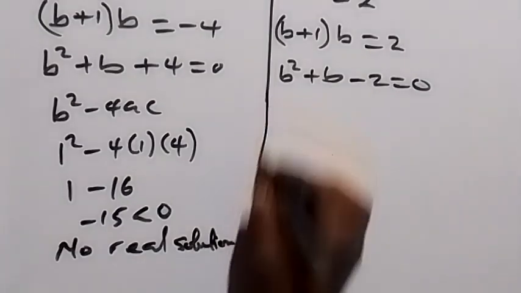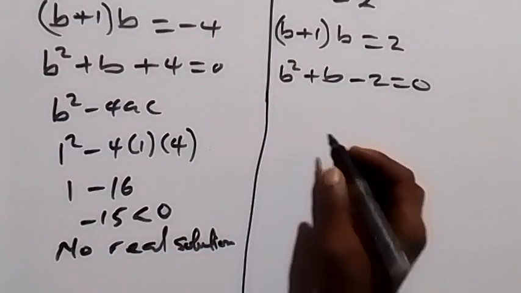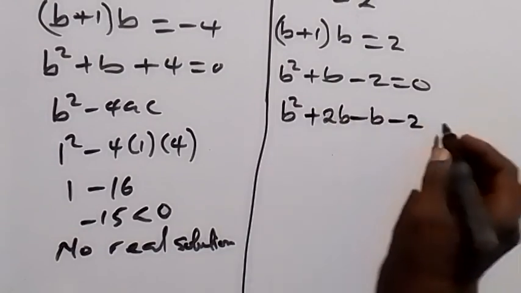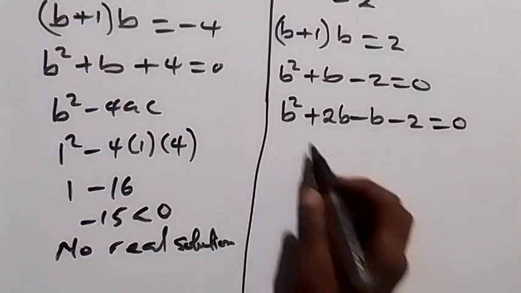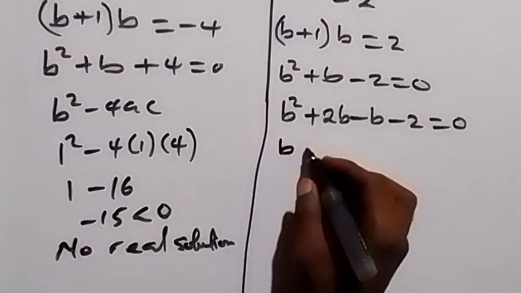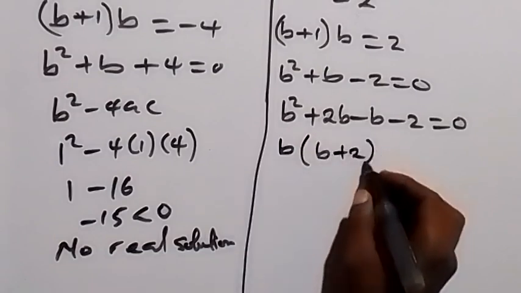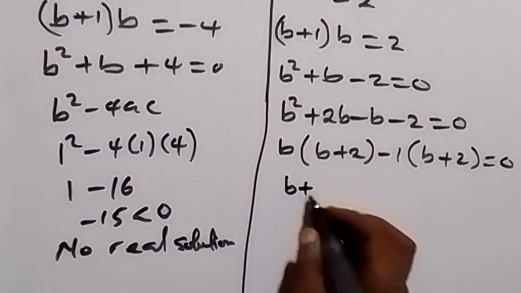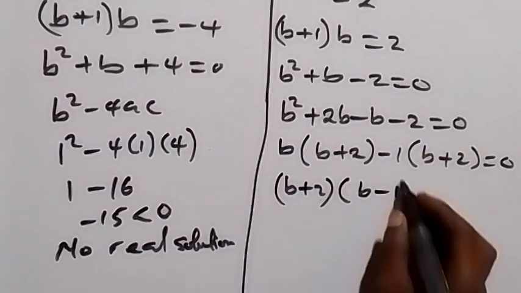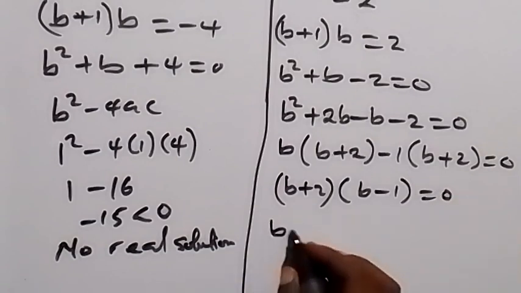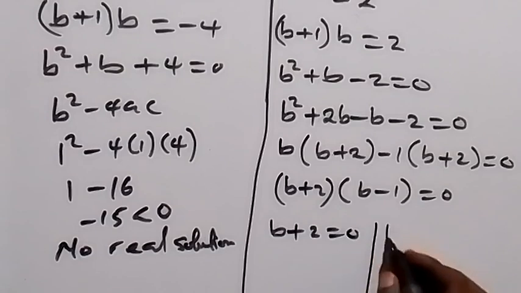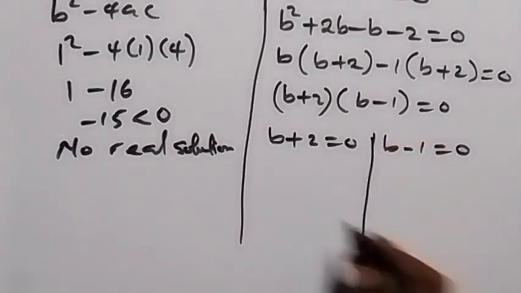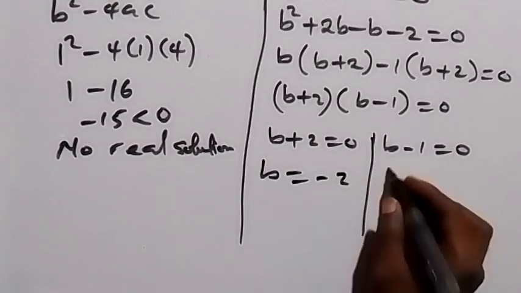Then on this side, we can factorize this, and this will give us b squared plus 2b minus b minus 2 equals 0. So when we group this, this will give us b common here, we have b plus 2, then minus 1 common here, we have b plus 2 equals 0. So b plus 2 common, we have b plus 2 times b minus 1 equals 0. So we have either b plus 2 equals 0, or b minus 1 equals 0. So from here, we have b equals minus 2, and here we have b equals 1.